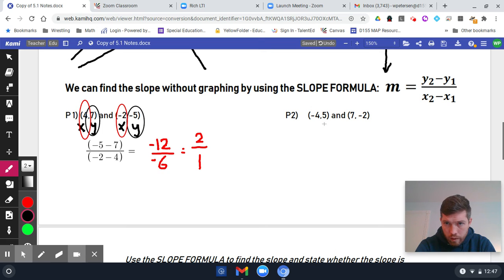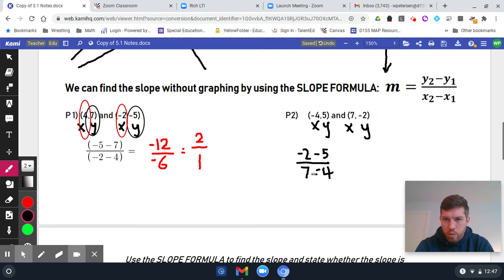We're going to go ahead and label our x and y. I'm going to do y2 minus y1, so I'm going to do -2 minus 5 on the top. And then on the bottom, we have our x2. If I use this y first, then I have to use this x first. So notice -2, 7, -2, 7, they're both right here. -5, -4. So minus -4.